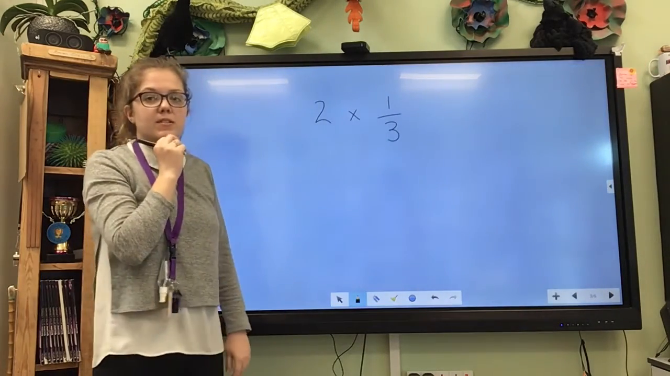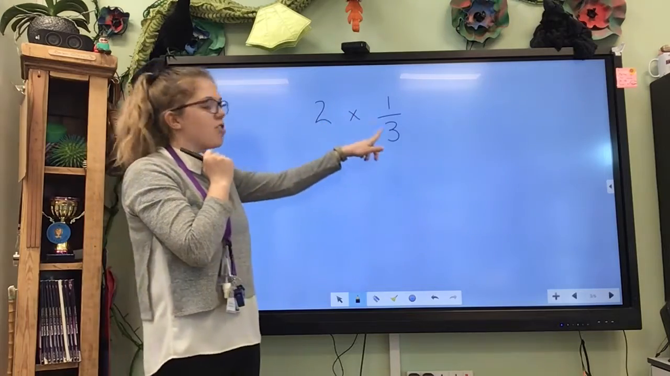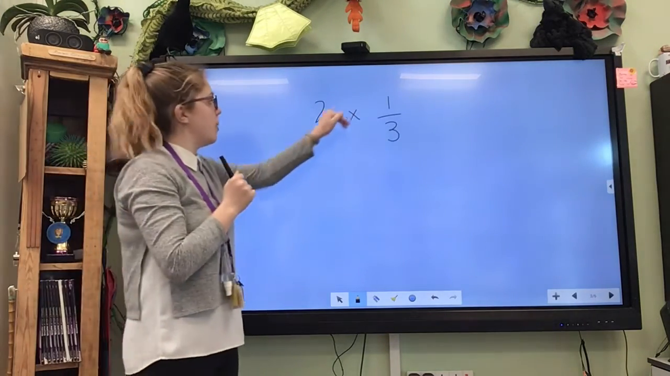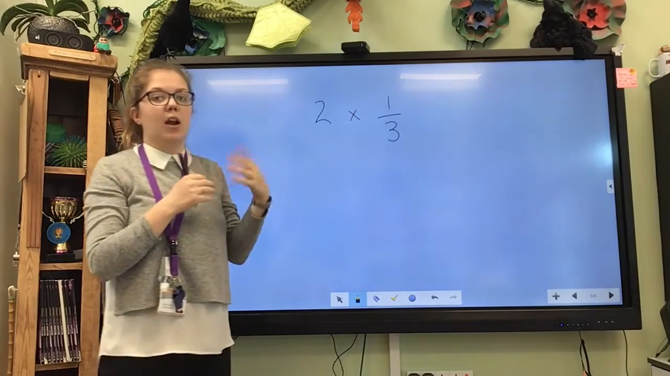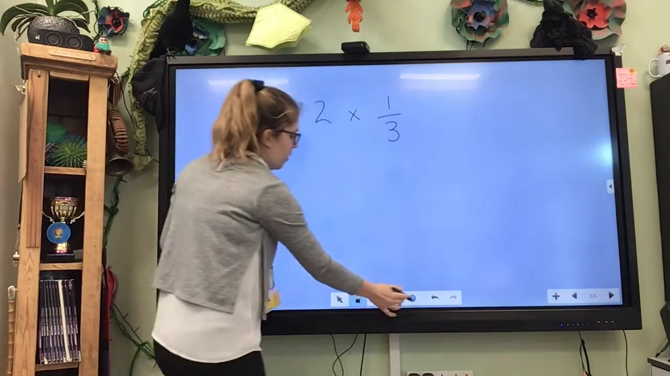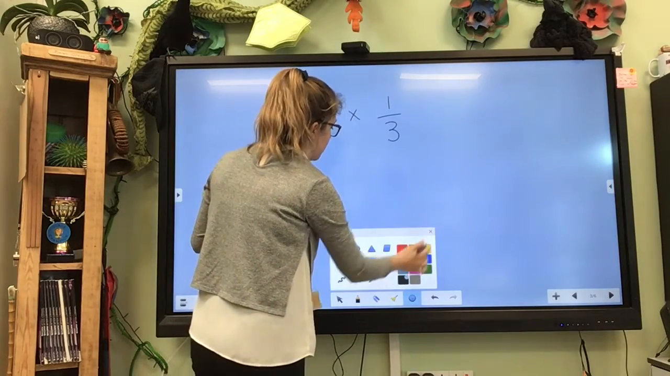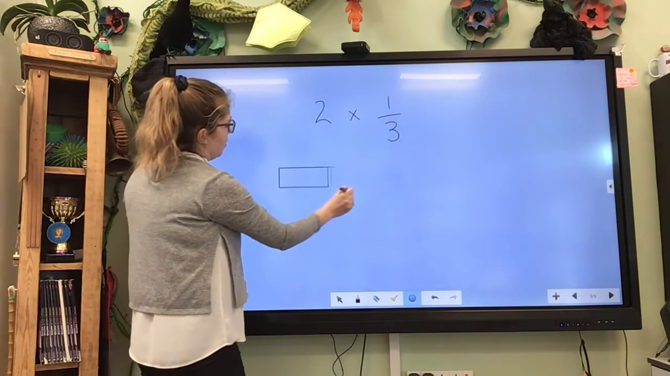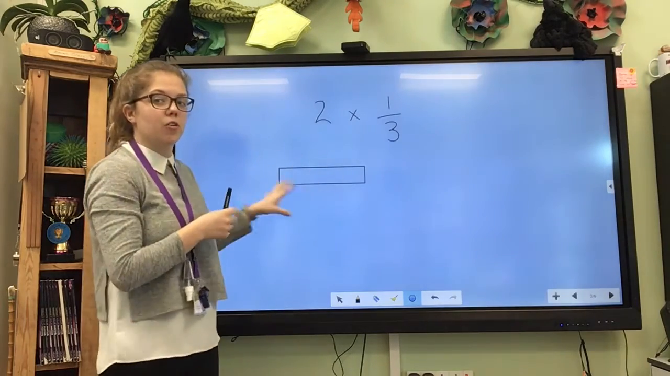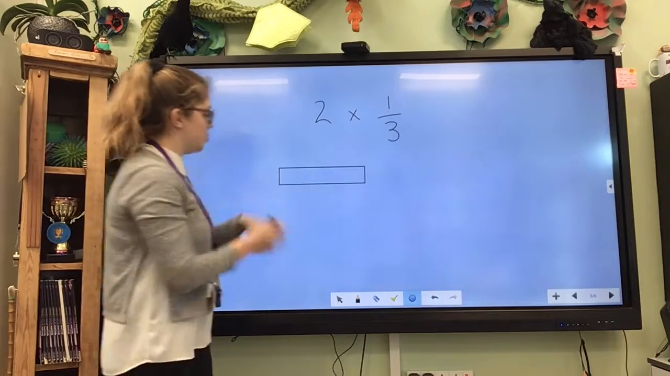What would this be? 2 times a third. We need to remember that multiplying or timesing is the same as saying lots of. So 2 lots of a third. So I'm going to use bar models this time to show you. So imagine that is sort of my third. That's my portion, my third of a bar, my third of a whole. That's 1/3.